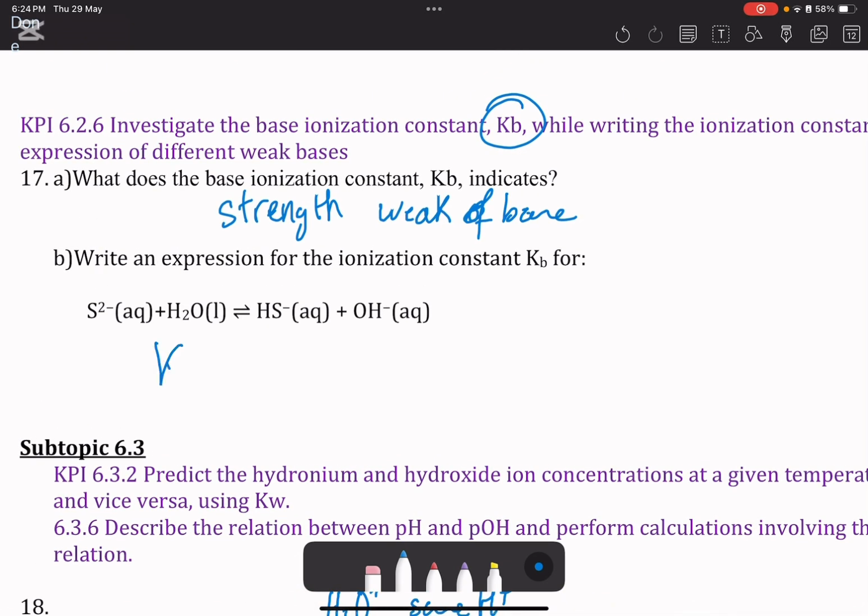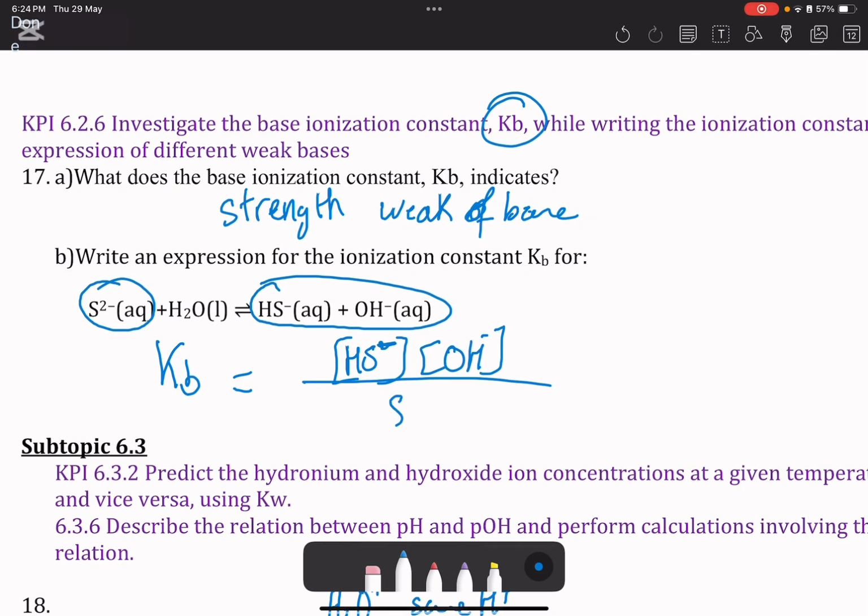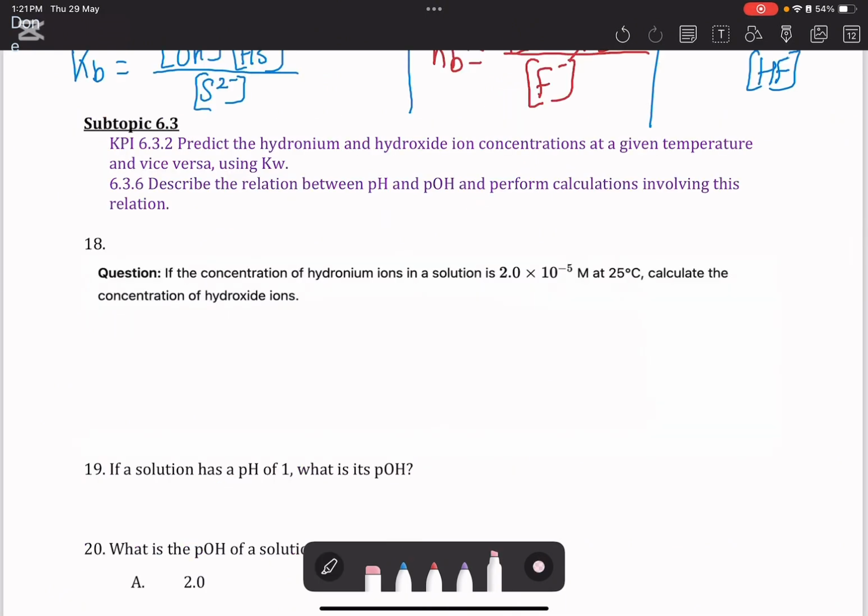Now write the expression again for Kb. I will take whatever I have in the numerator, the conjugate acid, multiplied by the hydroxide ion, over the given base. And that's it.